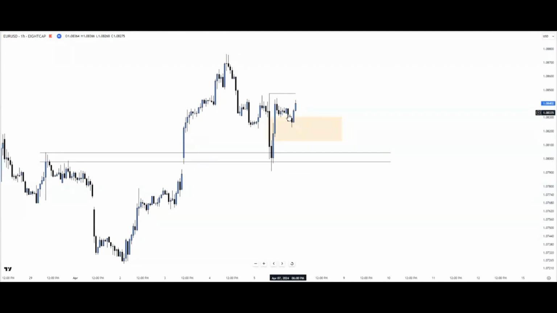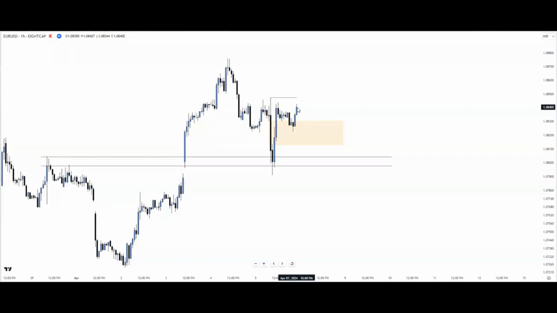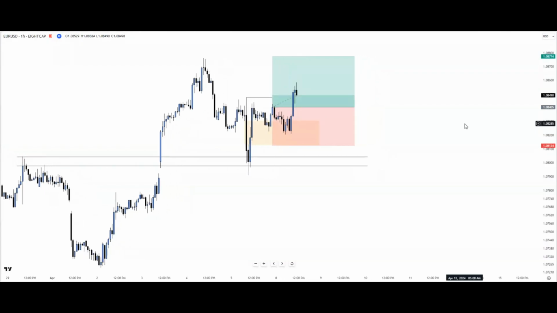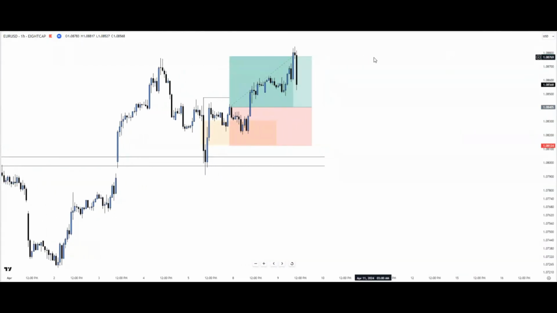So right now we can see how price trades into this inversion fair value gap, giving us a good reaction right here. So we can frame our entry right here, putting our stops below this inversion fair value gap right here, and aiming for this particular high right here. So let's see what price does. And there you have it.